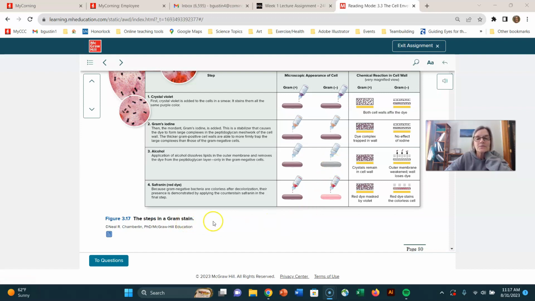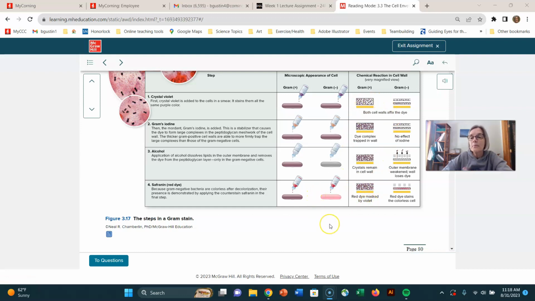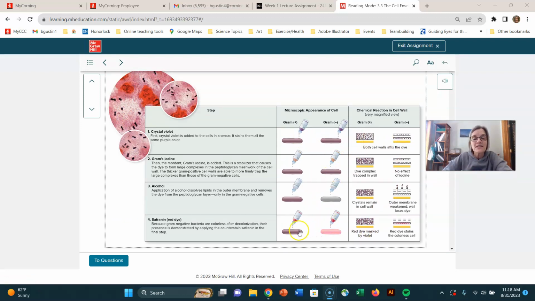So by the end of the gram stain, your gram-positive walls are purple, your gram-negative walls are red, and that is determined by the thickness of the peptidoglycan. So, so far we've learned that the cell walls are important in preventing bacterial cells from popping, but they're also a useful target for us to help identify bacteria using gram stains.